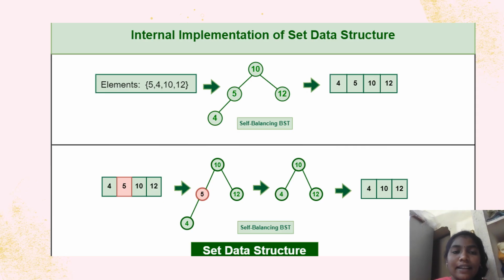Here we can see the example of set representation. Internal implementation of set data structure. The elements are 5, 4, 10, 12. We are arranging the given values in a tree form. So, in order, we can see the array representation 4, 5, 10, 12, self-balancing.